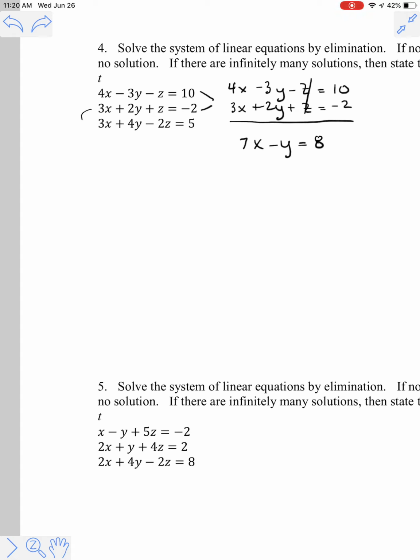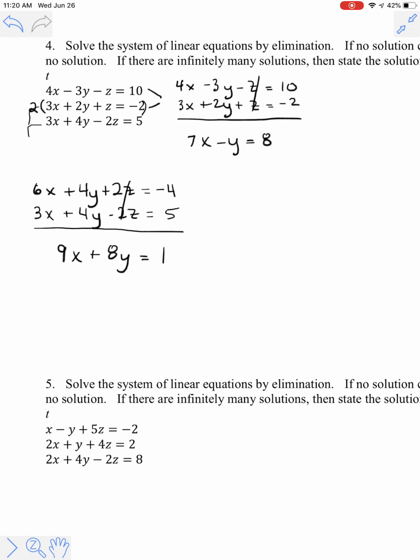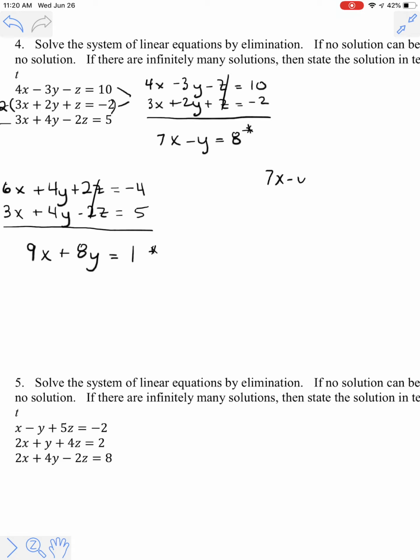So I'm going to take equation 1 and 2, or sorry, 2 and 3, but I need to multiply equation 2 by 2, so that's going to be 6x plus 4y plus 2z equals negative 4, and then equation 3 remains unchanged. If I add those together, I can eliminate z and get 9x plus 8y equals 1. So now I take both of these and create a smaller system of equations.